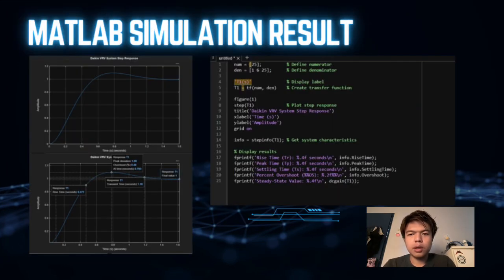Next, I'm going to continue with the MATLAB simulation result. As we can see on the right side of the picture, we have the code that we created using MATLAB, and on the left side is the graph shown after we run the code. We got the Daikin VRV system step response graph. The graph shows the rise time, peak deviation, overshoot and at what time, the settling time, and the final value. That's all for the MATLAB simulation result.